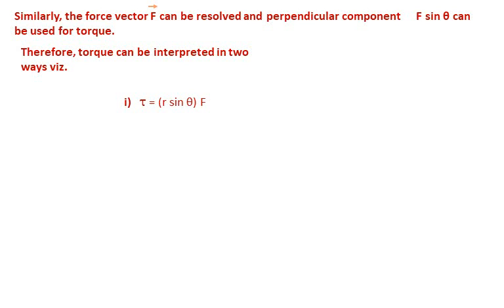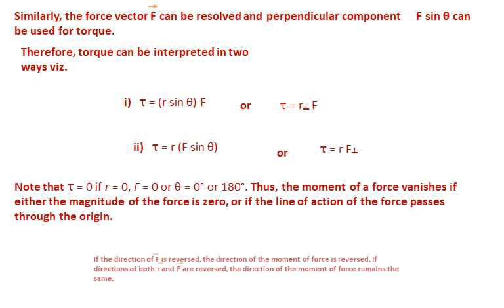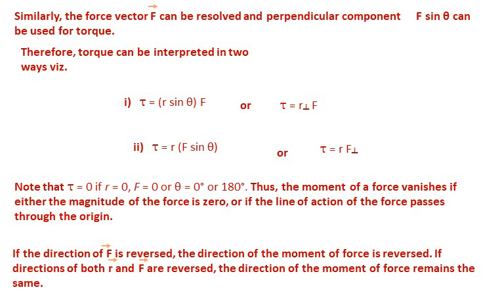The vector force F can be resolved, and F sine theta can be used as torque. So mathematically, torque, denoted by the symbol tau, is equal to r sine theta into F, or you can say r perpendicular component into force, as shown in the diagram in the previous slide. If the direction of force is reversed, the direction of moment of force will also be reversed.